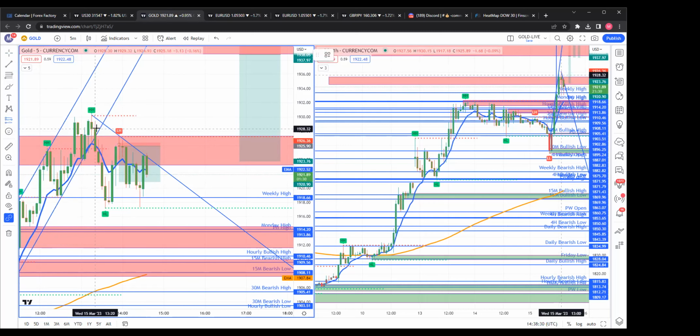So initially this would have been my trade on gold. It would have gone slightly into drawdown and then came back into full profit. But that's the trade we missed.